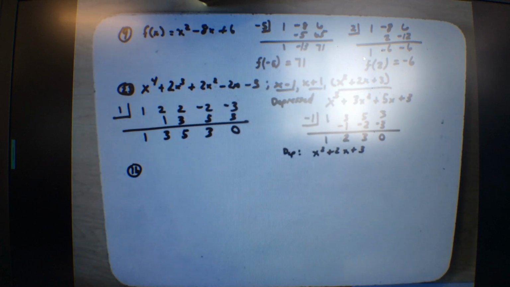Alright, it says, a specific car's fuel economy in miles per gallon can be approximated by f of x equals that number, that column there. Where x represents the car's speed in miles per hour. Determine the fuel economy when the car is traveling at 40, 50, 60 miles an hour. Okay? Let's just do 40. So you don't have to do 50 and 60. Alright, how would you do 40?